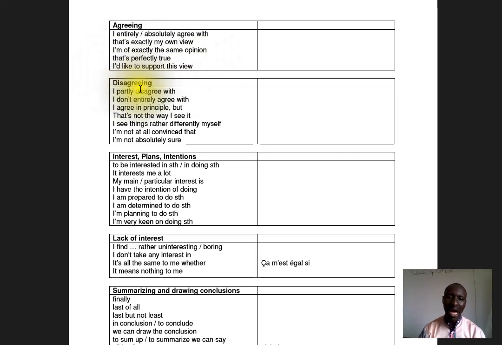Okay, disagree. I partly disagree with. I don't entirely agree with. I agree in principle, but that's not the way I see it. I see things rather differently myself. I'm not at all convinced that. I'm not absolutely sure.